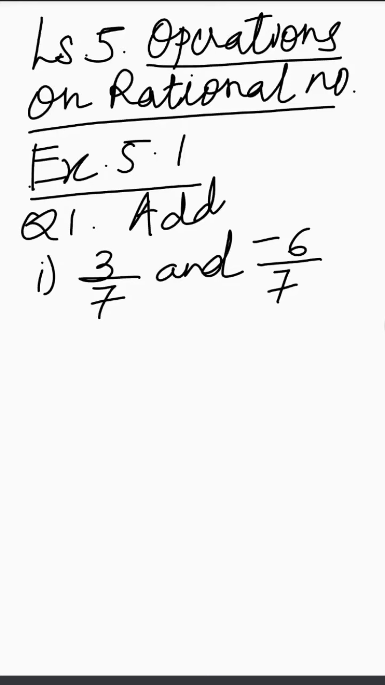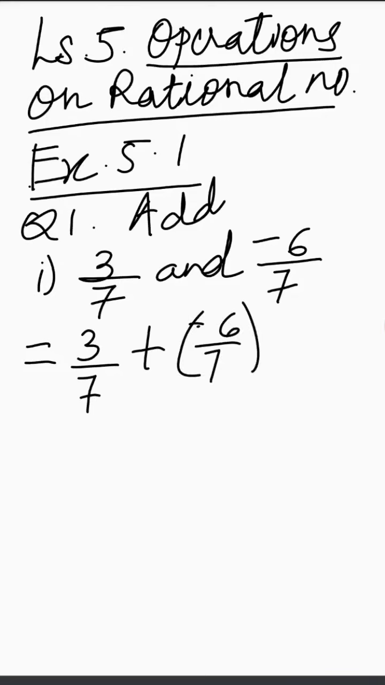See, exercise 5.1, question number 1. Question is what? Add the following rational numbers. Now see what you have to do. As you have to add, first you will put here addition sign. First write down 3 by 7 plus. Now as it is negative, so always take bracket, minus 6 by 7.